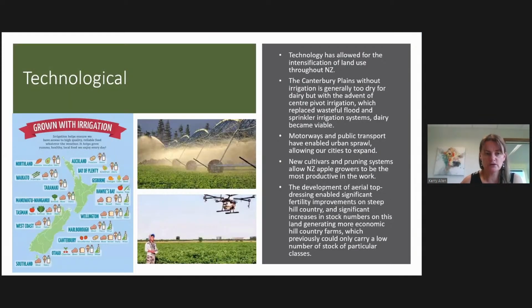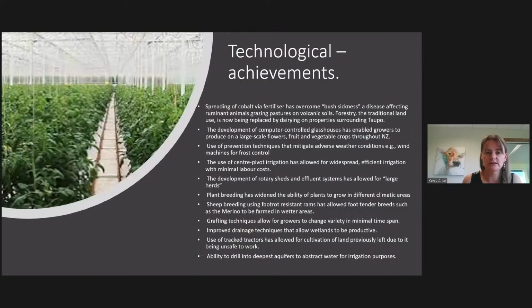Okay, moving into technological. Now, this is a big one, and I've given lots of examples here, but technology plays a huge part in what production is done. So we talked about irrigation, new cultivars, and new pruning systems. There is aerial top dressing, which started in the 40s, 50s and 60s. That's allowed us to have higher production on those hill country areas and therefore higher stocking rates. You can see that diagram there showing what's happening with all the irrigation throughout the country. So that's allowed those crops to be there.